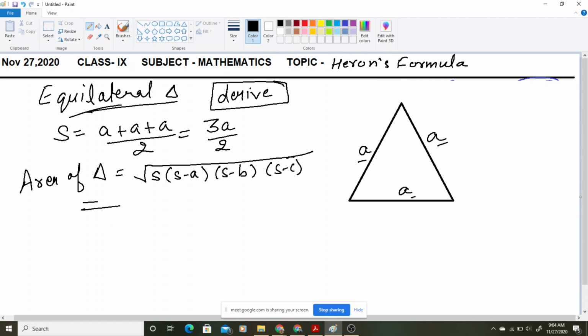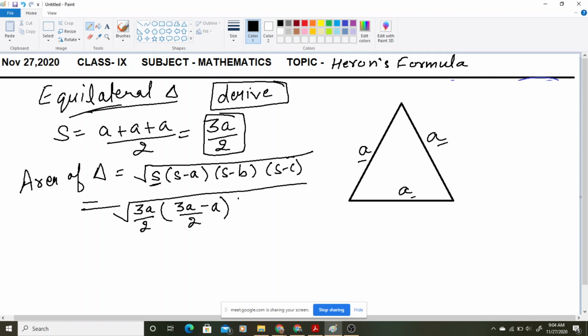But you will find out one thing now. In place of S, what are we getting? The value of S is 3A by 2. So I will put 3A by 2. Then again 3A by 2 minus, what is in place of A? It is A only. Then what is in place of B we are having? A. Again we are having A. So I will write A here. Then what is in place of C I am having? A only. Again A only.